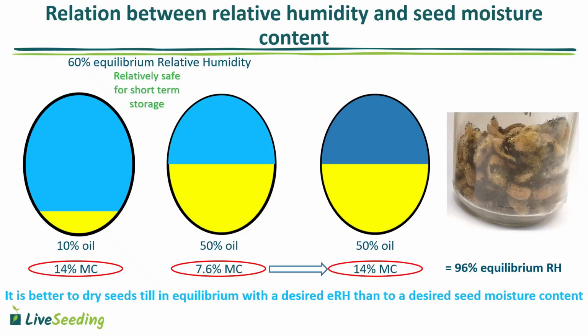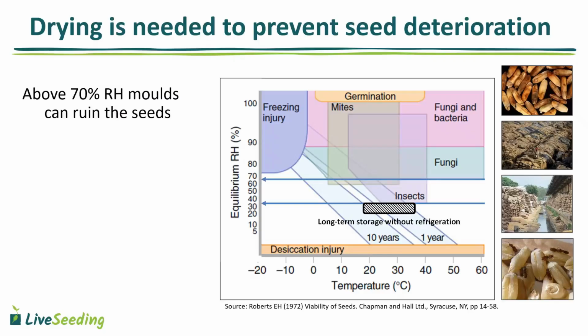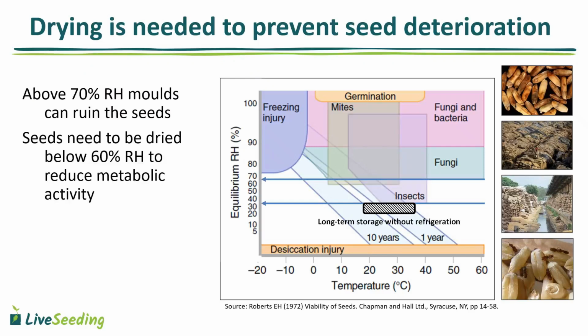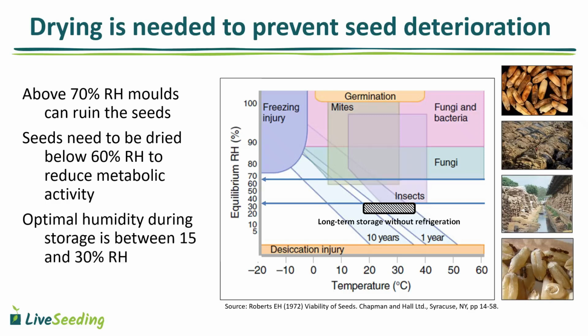This graph shows that above 70% relative humidity, fungi can develop on the seeds, causing seed deterioration. To prevent fungal growth, these seeds should ideally be dried to below 60% equilibrium relative humidity. To reduce seed aging further, storage between 15 and 30% relative humidity is optimal.